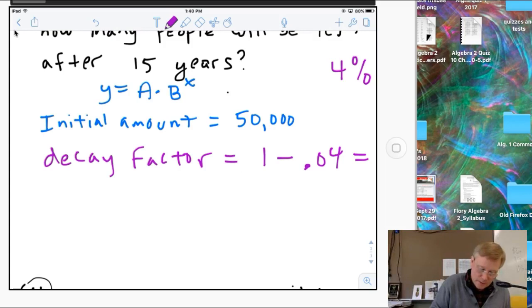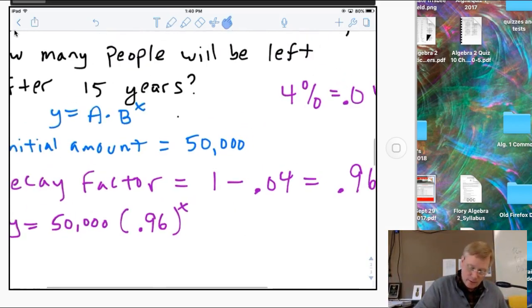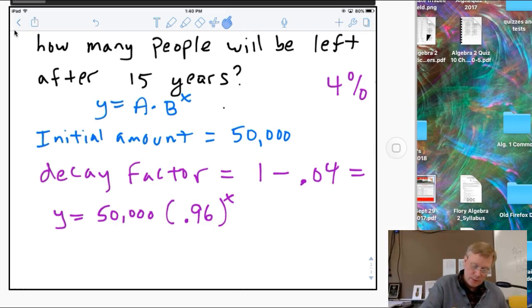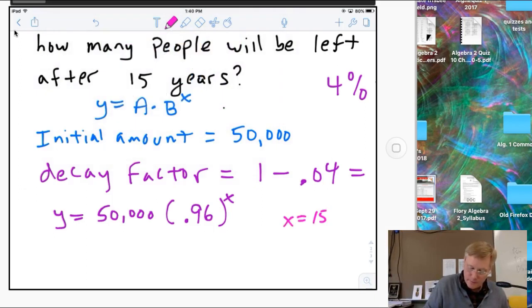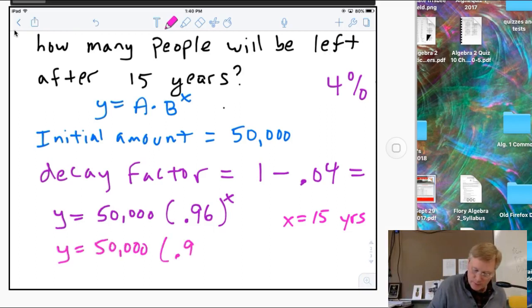Okay, so back to this. Let me write my equation. I got y equals the initial amount, 50,000, times the growth factor, which we said is 0.96, to the x. So that's my equation. And then what I need to plug in for x is 15, because that's the amount of time, 15 years. All right, so now if I plug that in, I get y equals 50,000 times 0.96 to the 15th power. I'm going to punch that all in my calculator, and I'm going to get my answer.